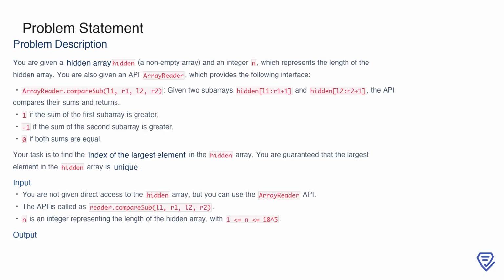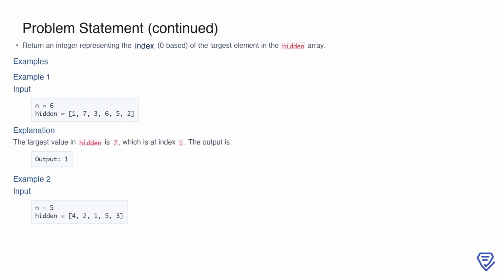Importantly, the largest element in the array is guaranteed to be unique, and your goal is to determine its index using this API. The length of the array, n, is provided as input and can range from 1 to 100,000. The output of this problem is the index of the largest element in the hidden array, which is 0-based. Let's look at a few examples to better understand the problem.